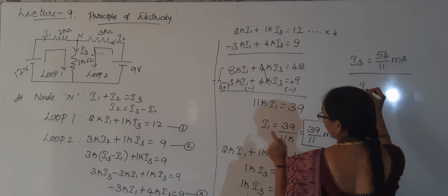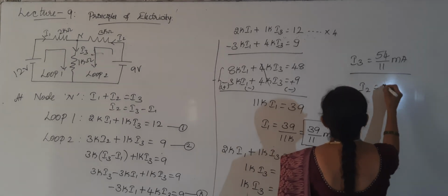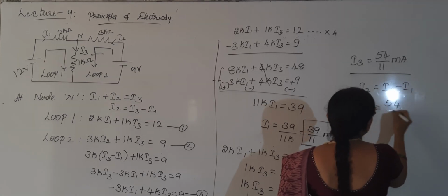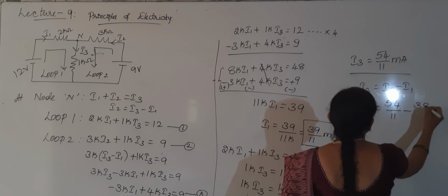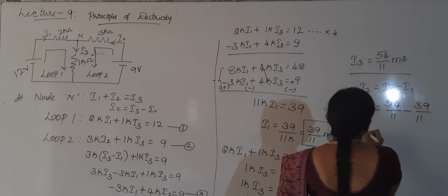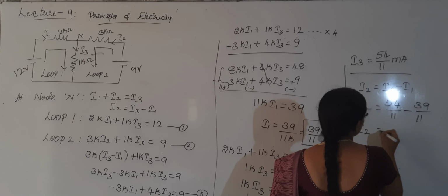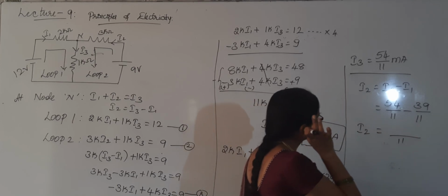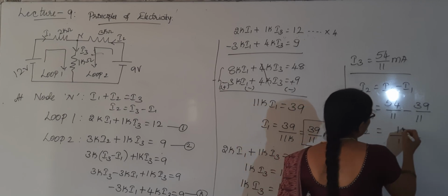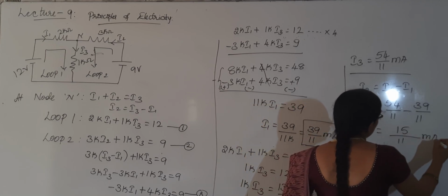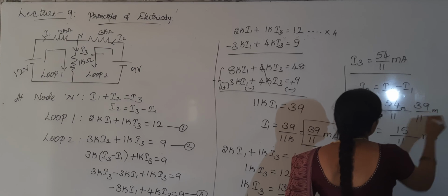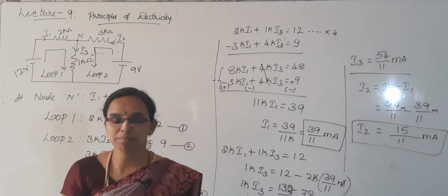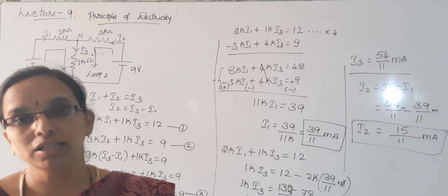We should calculate I2. I2 is equal to I3 minus I1. I3 is 54 by 11 minus 39 by 11. So I2 value will be 15 by 11 milliamperes. It is milli. So this is how we could calculate branch currents of the circuits.